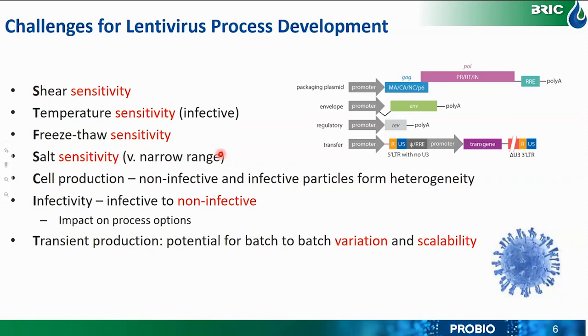Because most lentiviral vectors or AAV are produced using transient production, there is potential for batch-to-batch variation and scalability issues. It is very, very challenging to scale up from small scale to large scale for viral vector manufacturing.